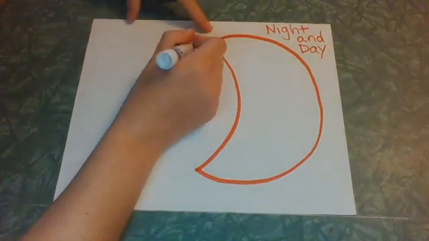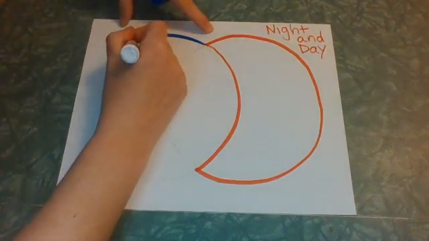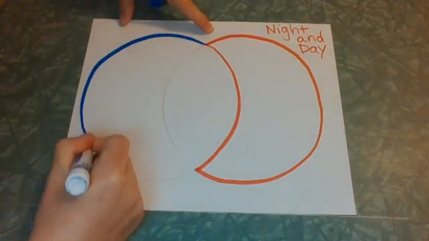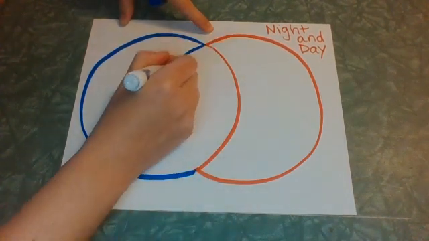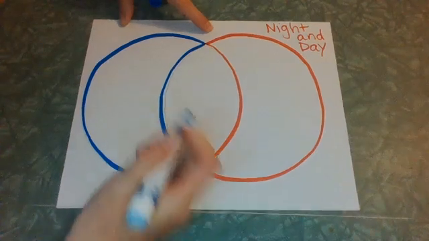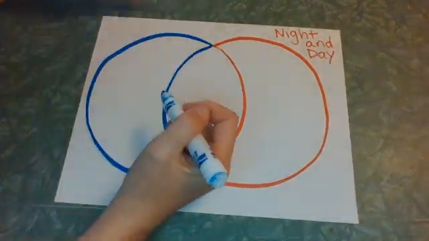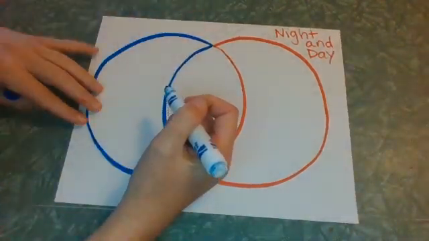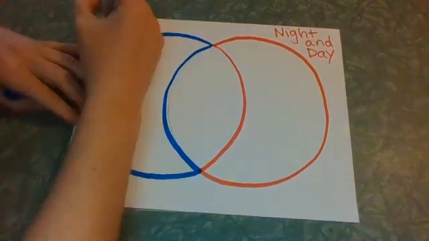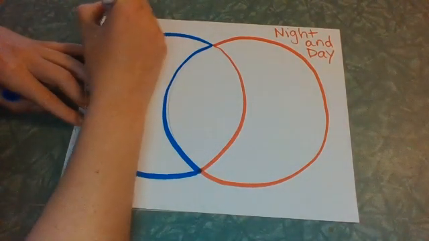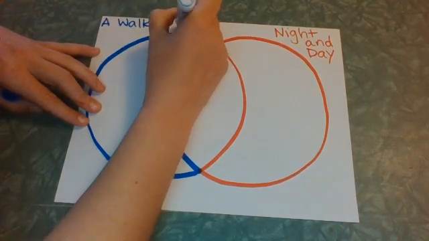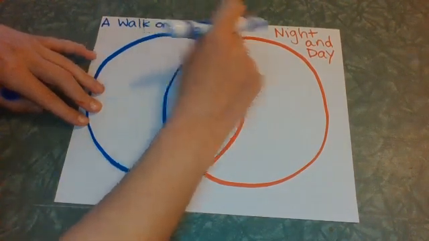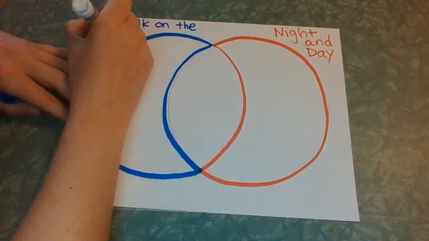We're going to be comparing it to another book, A Walk on the Moon, and I'm going to use blue to show the things that go for A Walk on the Moon. Again, I'm going to be squeezing my letters in there. It doesn't have to be perfect, just to make it neat. A walk on the, I don't want to go over too far, so I'll write moon here.